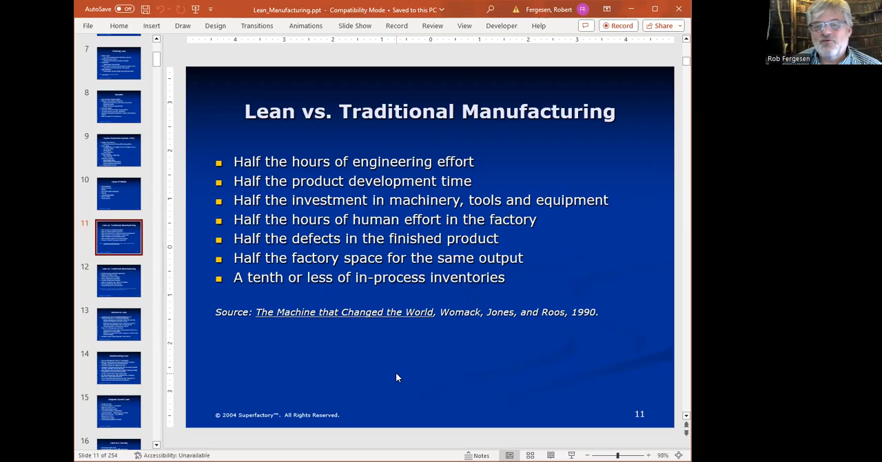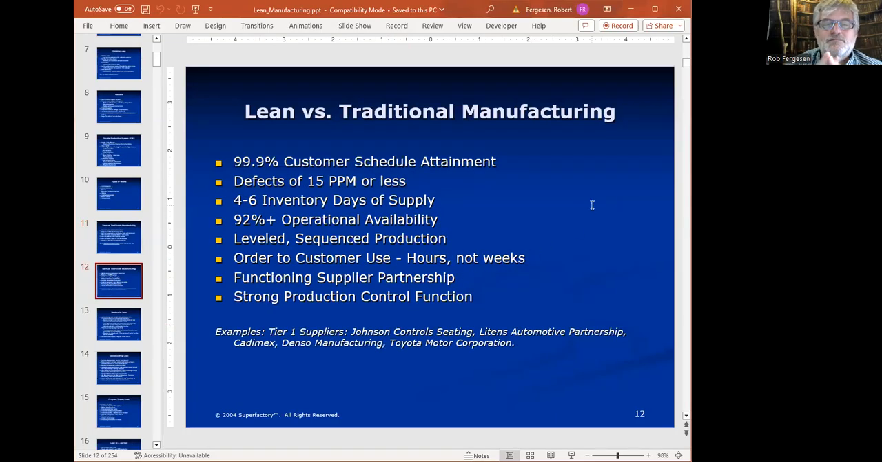And so they came up with these a little bit wild assumptions of lean versus traditional, like half the hours of engineering effort. I don't know about that, but definitely there's some improvements. Half the production development time, I don't know about that. So all these things are a little bit crazy, except for the bottom one, when it says a tenth or less of in-process inventories. And that one I have seen, because in-process inventories is one of the main things you try to eliminate in lean. You don't want a lot of products sitting around half built. So once you get into lean, then you start to see some performance improvements.